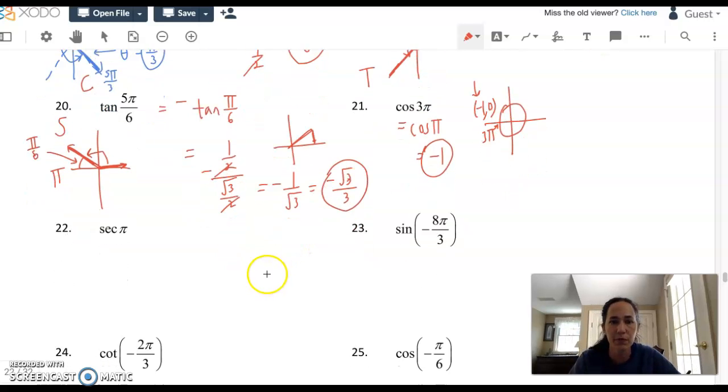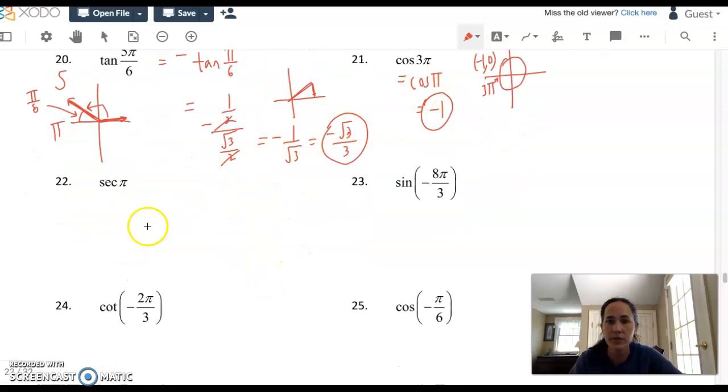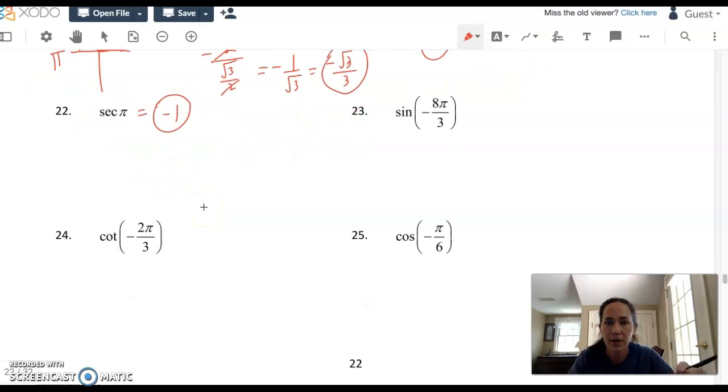Okay, ooh, secant of pi, pi again. Well, you know what? We just got the cosine of pi to be negative 1. Let's flip it, right? Reciprocal of negative 1, still negative 1, gives you that answer. All right, I'm loving these.